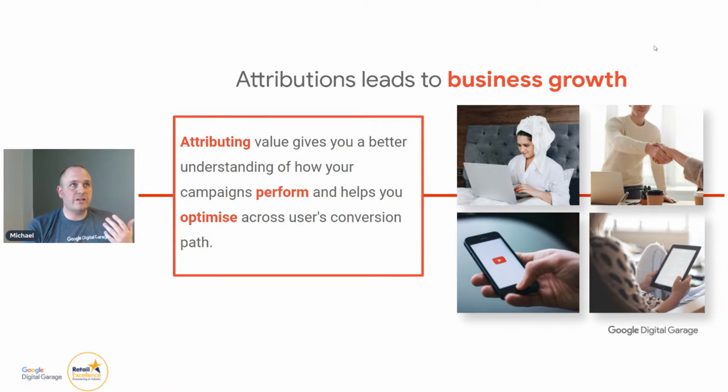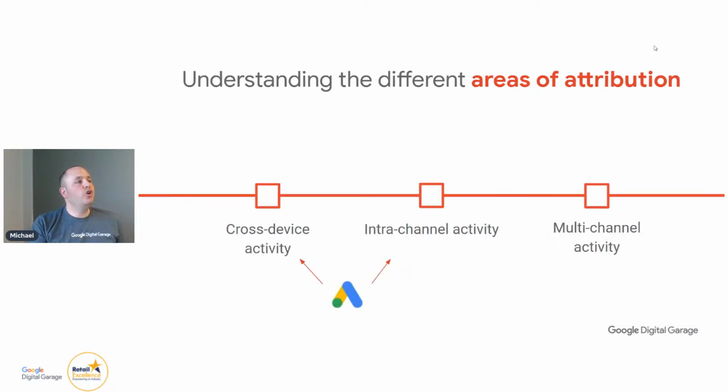It'll help you understand the true ROI, the return on your investment, and therefore be able to make more informed decisions about where to allocate more ad spend and budget. Yeah? So understanding the different areas of attribution. When we're thinking about attribution, there's three things that we need you to think about. Understanding cross-device activity, how people move between different devices, from looking at their PC and consuming content there, on their tablets, on their mobile phones, or even on the TVs at times, okay?